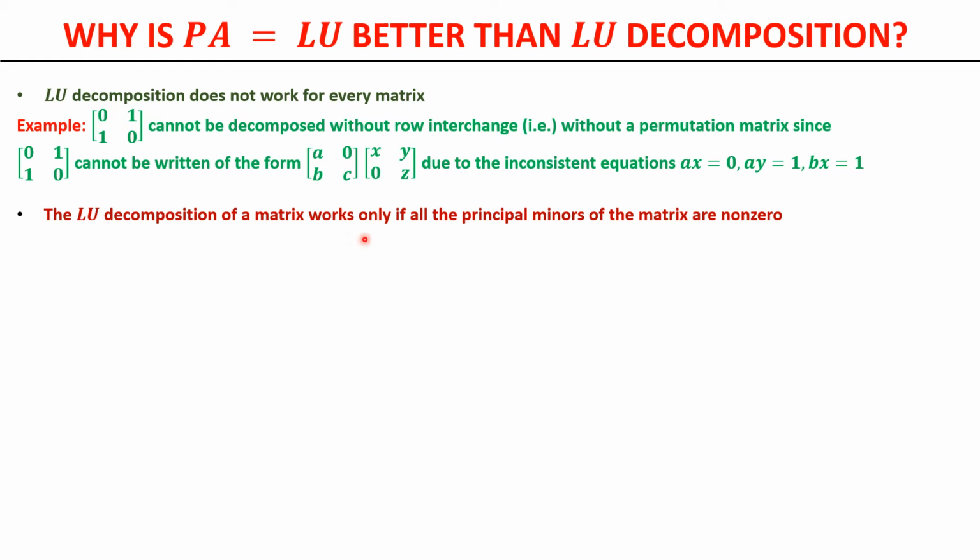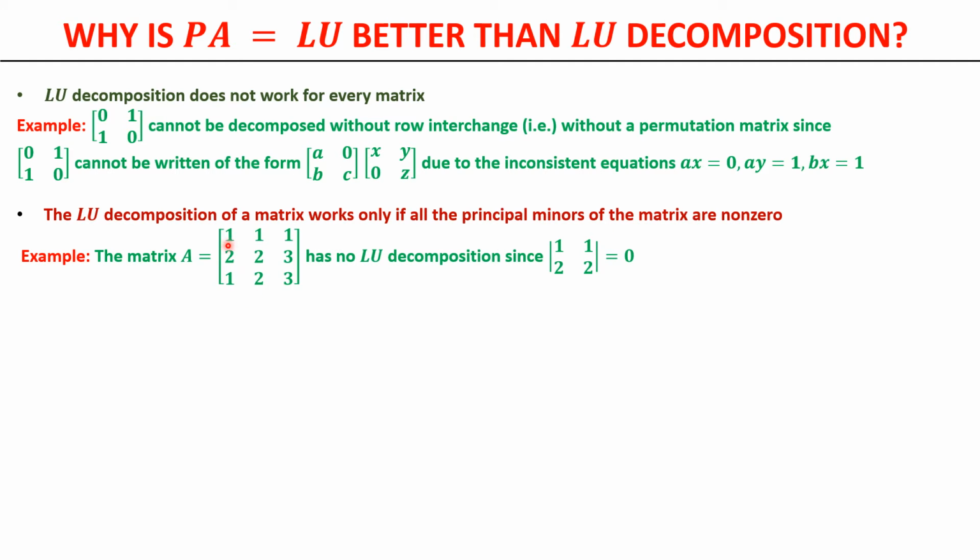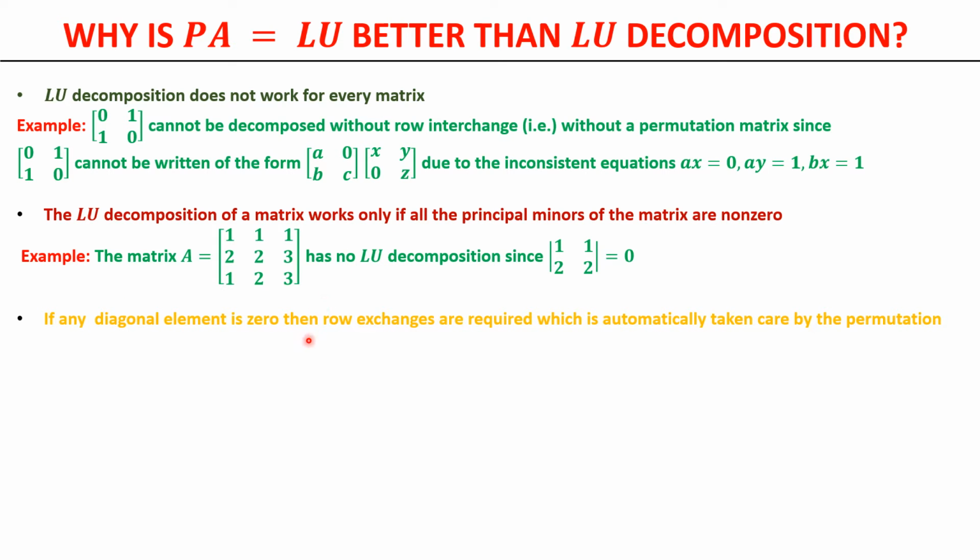The LU decomposition works only if all the principal minors of a matrix are non-zero. So if we take up a matrix of this kind and we calculate the principal minors, 1 is 1, then we know how to calculate the principal minor of order 2, and that gives us the value 0. So this has no LU decomposition. So these are the conditions where many matrices do not have LU decompositions.